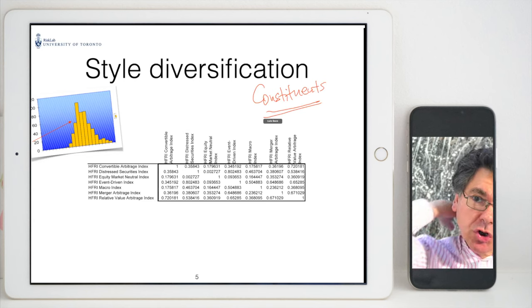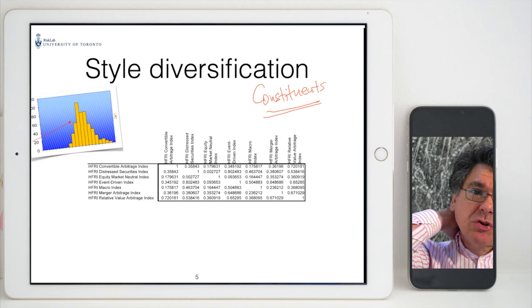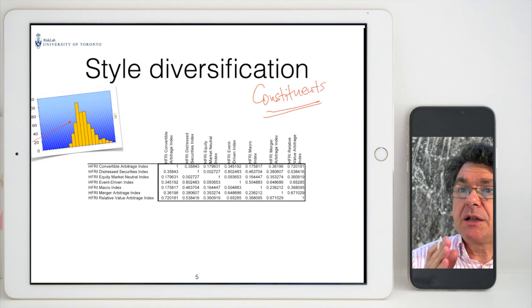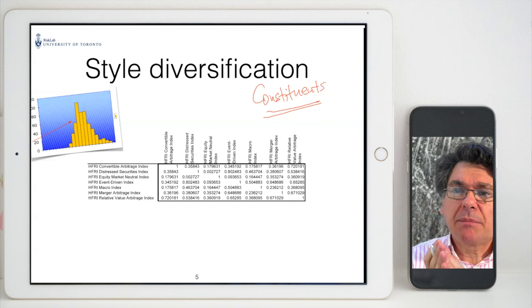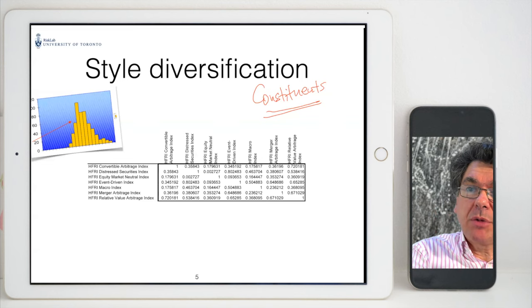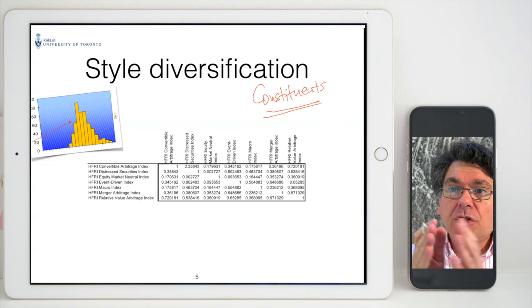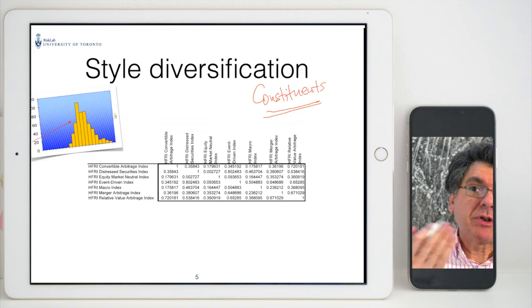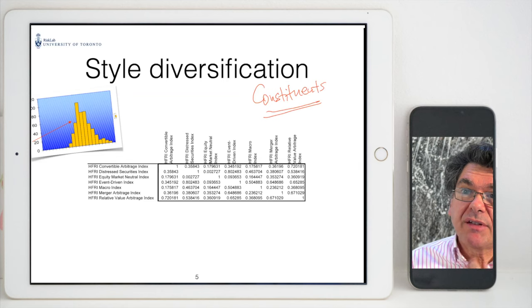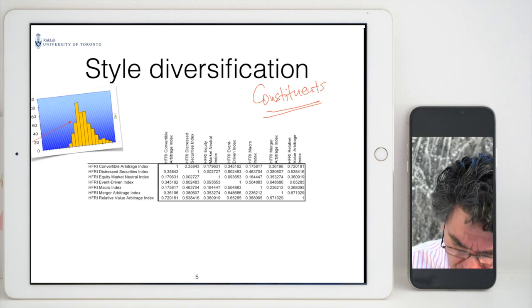Constituents. In the case of stocks, we saw that the constituents could be of a different type. We could have a large cap, mid cap, small cap. We could have pharma, financials, the technology sector. So these are the constituents. In the constituents, you can have filters. You can filter companies in a certain way.